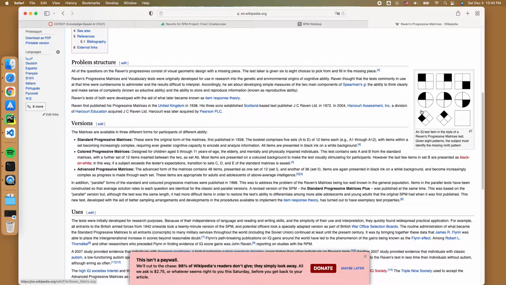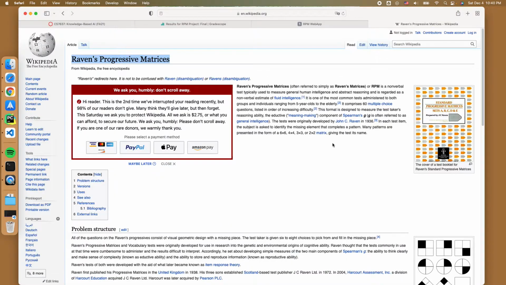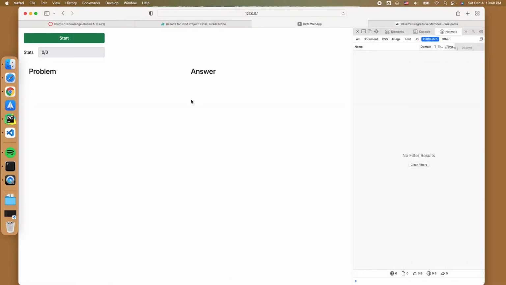This is one of the examples, a 3 by 3 question. Here it's Raven's progressive matrix. On Wikipedia, you can learn more about it here. I took it a little beyond. I made a web interface.